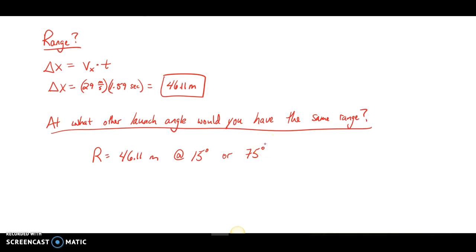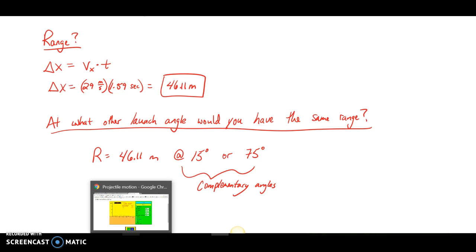Now, they're definitely not going to be in the air for the same amount of time. 75 degrees is much more vertical, much more up and down. So the projectile is going to go much higher, be in the air for a much longer period of time, but their overall range would be the same. I'll also say this, this only applies to projectiles that start and stop at the same height. If your projectile lands at a different height, don't use this logic.